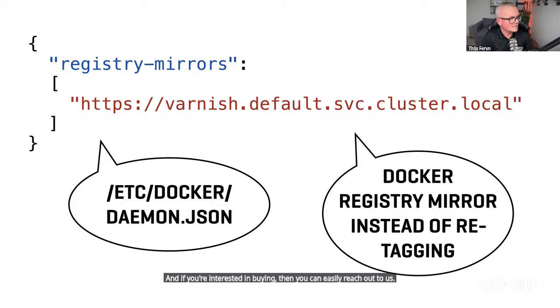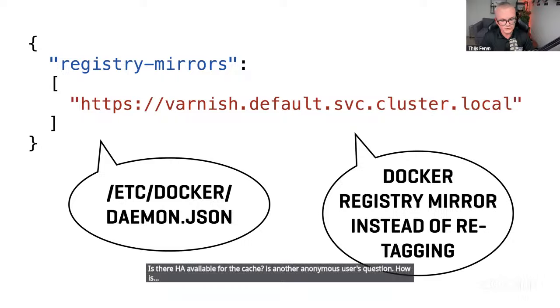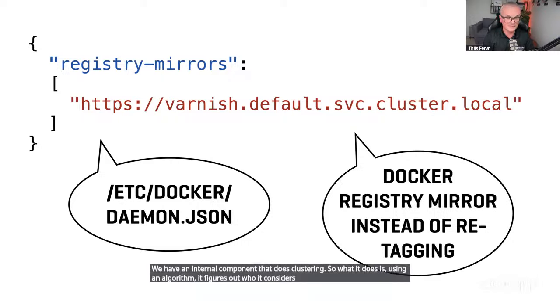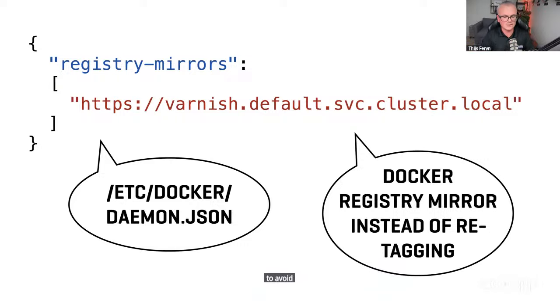Is there HA available for the cache? Is another anonymous user's question. How is the cache distributed across Orca pods? Well, we have a built-in clustering system. So if you have multiple instances of the artifact cache, we have an internal component that does this clustering. So what it does is, using an algorithm, it figures out who it considers the primary. And only the primary talks to your origin to avoid overloading. And the other ones fetch it from there.